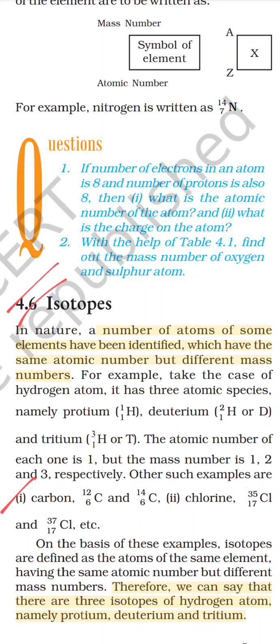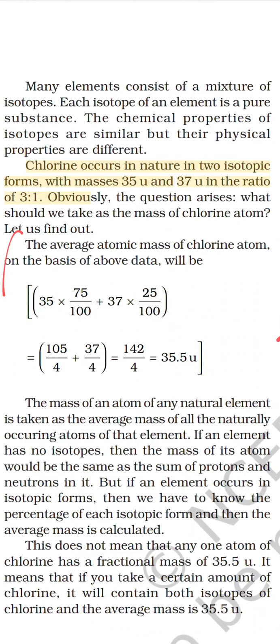Therefore, we can say that there are 3 isotopes of the hydrogen atom, namely protium, deuterium and tritium. Many elements consist of a mixture of isotopes. Each isotope of an element is a pure substance. The chemical properties of isotopes are similar, but their physical properties are different.